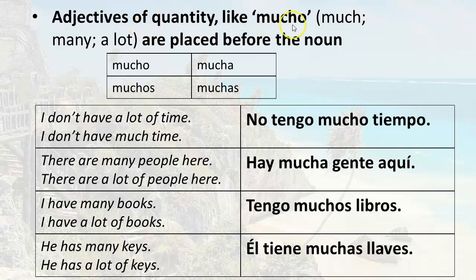There is an exception to that rule. Adjectives of quantity like mucho are placed before the noun. So we have no tengo mucho tiempo, I don't have much time, or I don't have a lot of time.